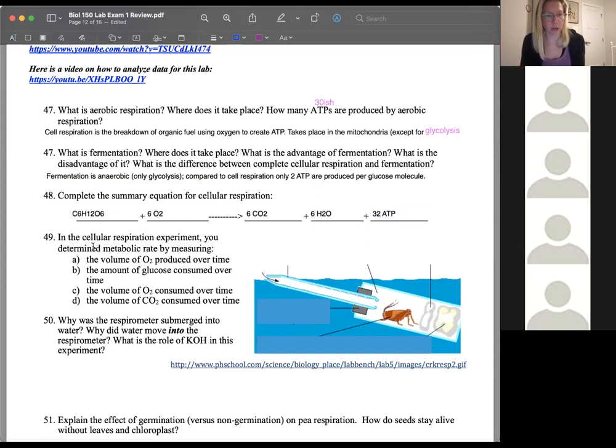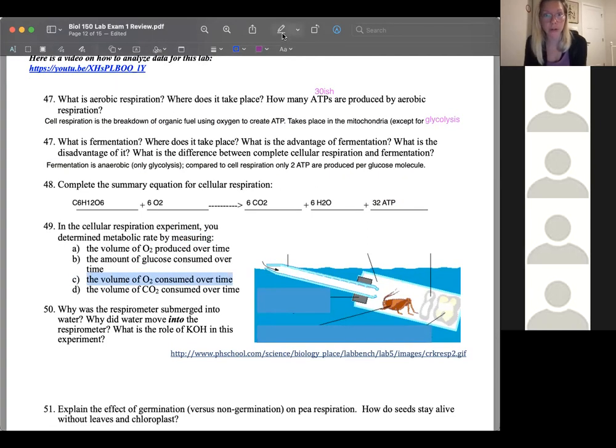What did we measure in the cell respiration experiment? See the volume of oxygen consumed over time. Right. So the volume of oxygen consumed over time. So how much these little peas and crickets were breathing. Very good.